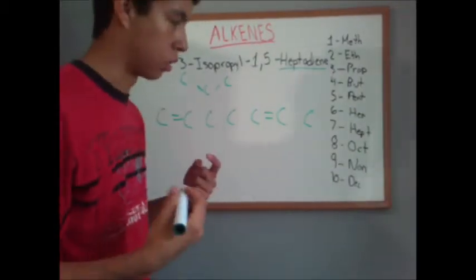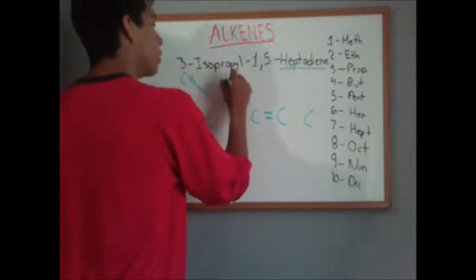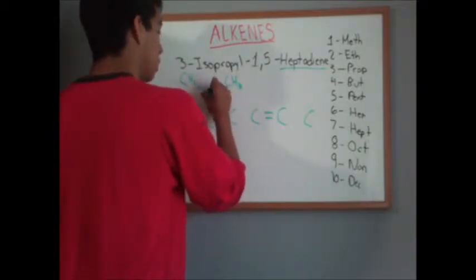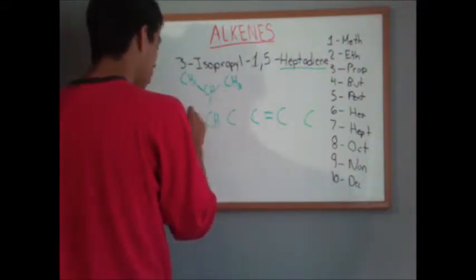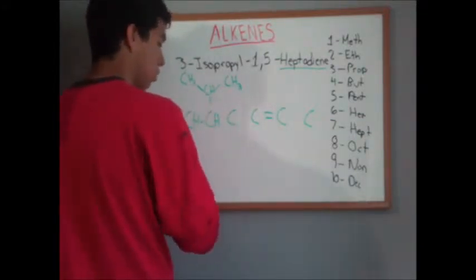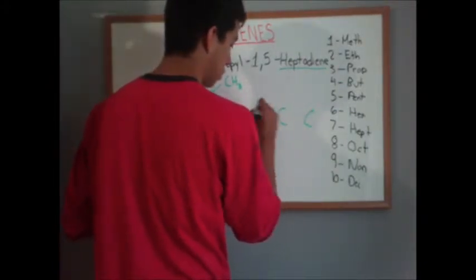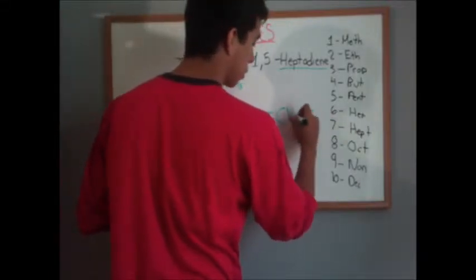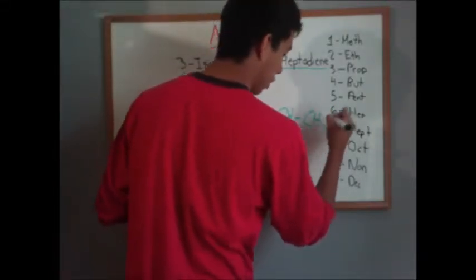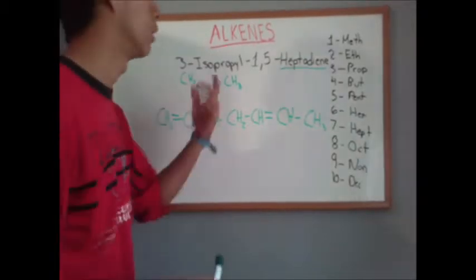So, we put the hydrogens, CH3, it has CH, this also is CH, this is also CH, CH2 carbons, CH2, CH, and CH and CH3. This is the drawing of our hydrocarbon or alkene.